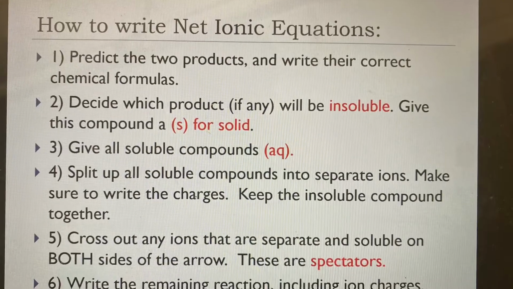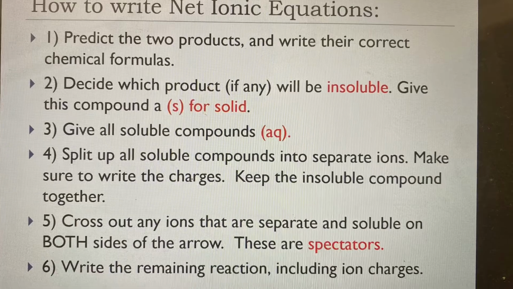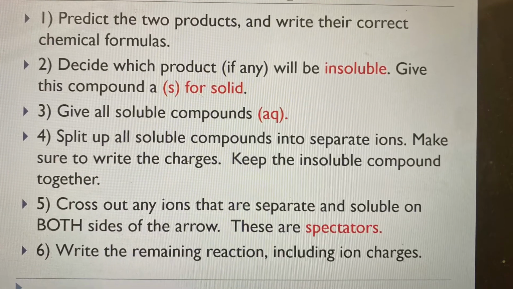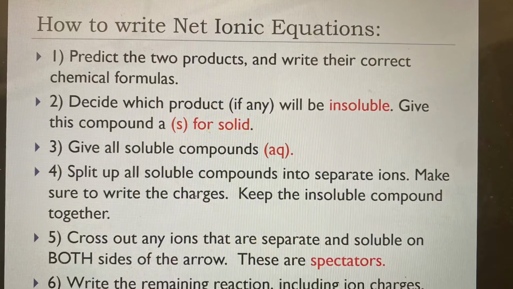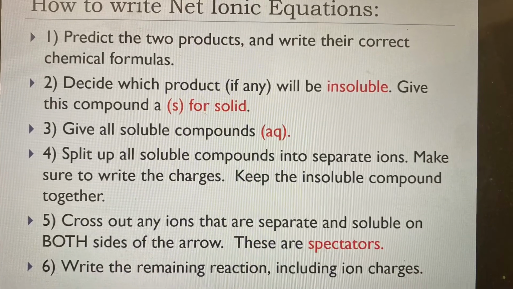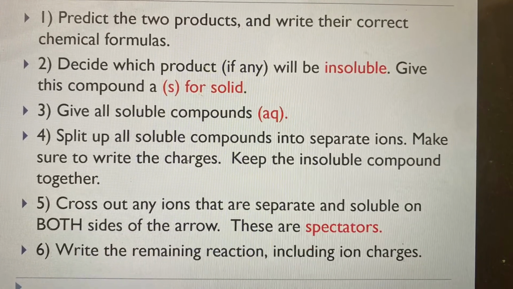Whenever you try to write equations or solve problems, it's helpful to have a series of steps that you can follow. In net ionic equations, we follow these steps. First, predict the products of the reaction and write their correct chemical formulas, making sure to balance the charges in the process, because every time you write the formula for an ionic compound, you need to balance the charges. Second, decide which product, if any, will be insoluble. Give this compound a little s for solid.